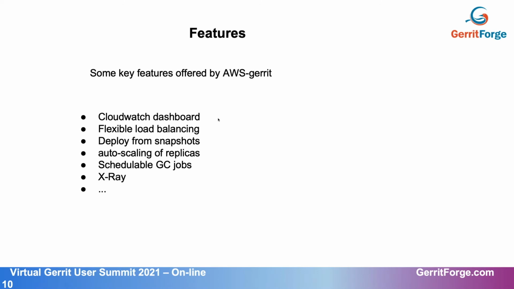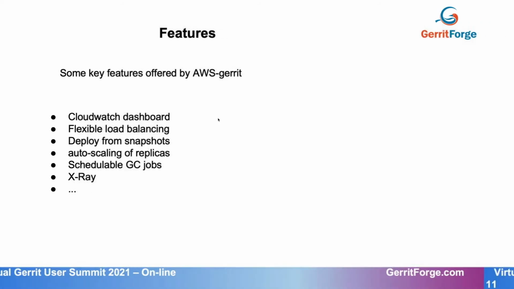You get maintenance jobs. For example, you can run GC, which we execute as a scheduled container that will pop up, run the GC, and then die, in a cron job manner. And then, as I mentioned before, the latest introduction is the Xray, which I'm going to talk about later.